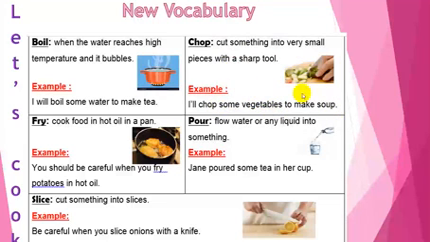Here, this word, fry. Fry is to cook food in hot oil in a pan. What's this? It's fried chicken, right? Do you like it? So frying is a type of cooking where I cook food in hot oil in a pan. For example, you should be careful when you fry potatoes in hot oil.